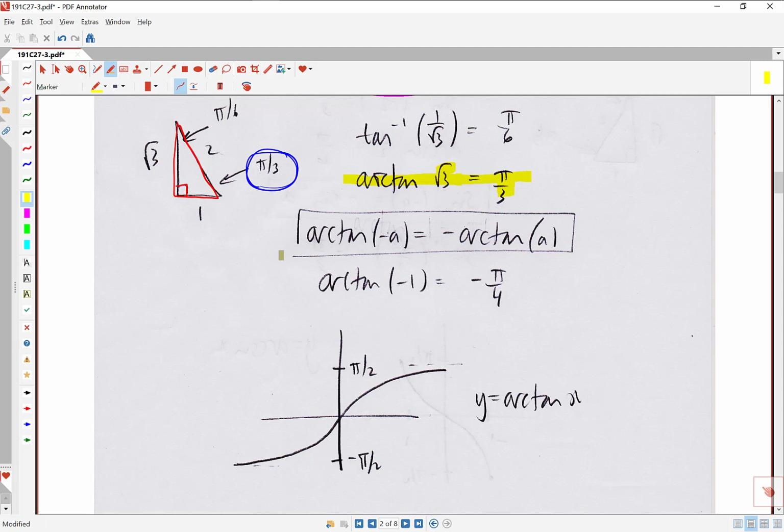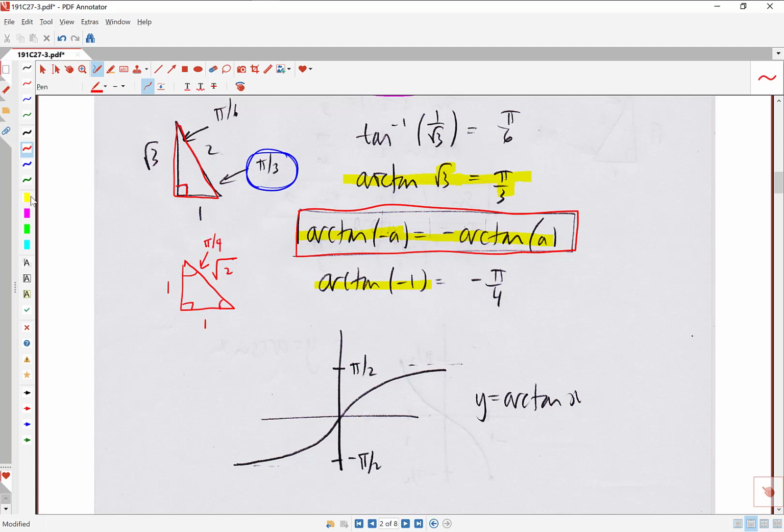Arctan also has the same nice property as the arcsine function: if you put a negative number into arctan, that's just going to make your angle negative. So arctan of -a is just equal to negative arctan of a. So let's say someone asks us to find arctan of -1. Well, we're going to need a different special triangle for that. We're going to need the 1, 1, √2 triangle. Both of these small angles here are pi over 4.